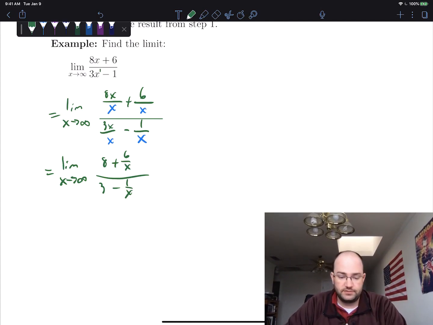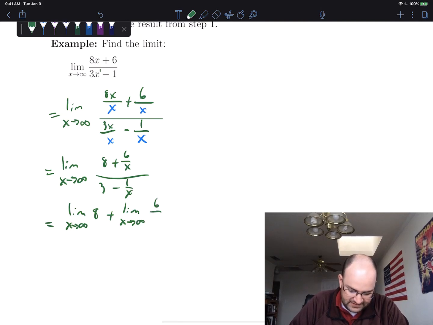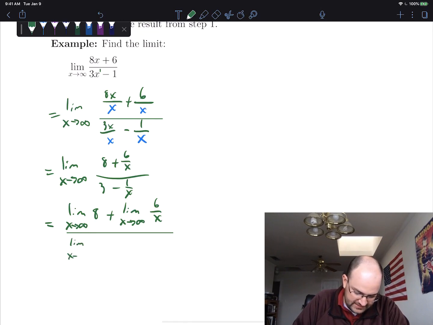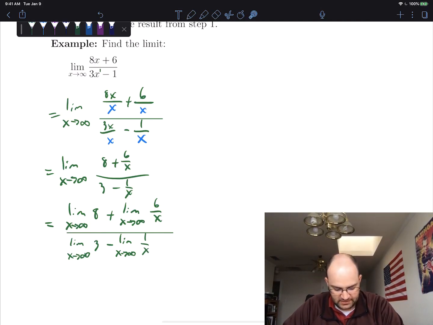Technically, what we're about to do here is distribute the limit to every term that you see in there, and it would look like this. You would have the limit as x goes to infinity of the number 8 plus the limit as x goes to infinity of 6 over x, all over the limit as x goes to infinity of 3, minus the limit as x goes to infinity of 1 over x. Technically the 6 can go up front and there's already a 1 there. It's not a big deal though.